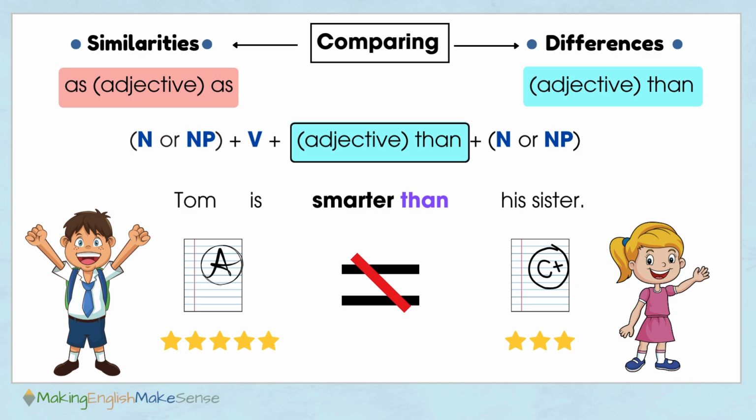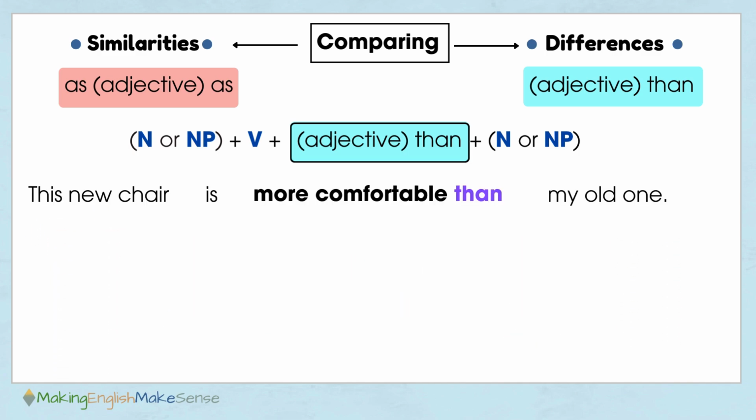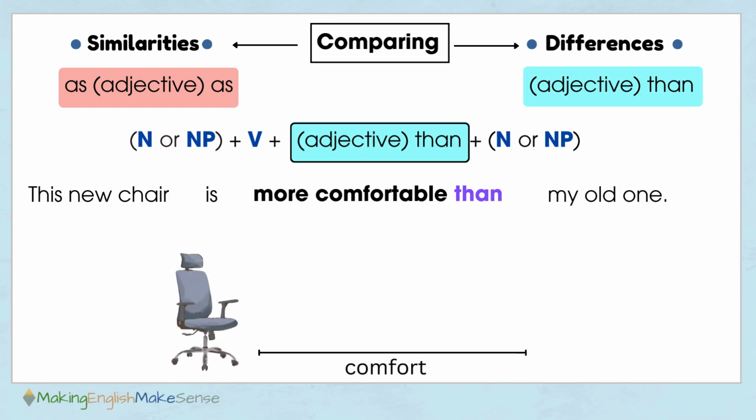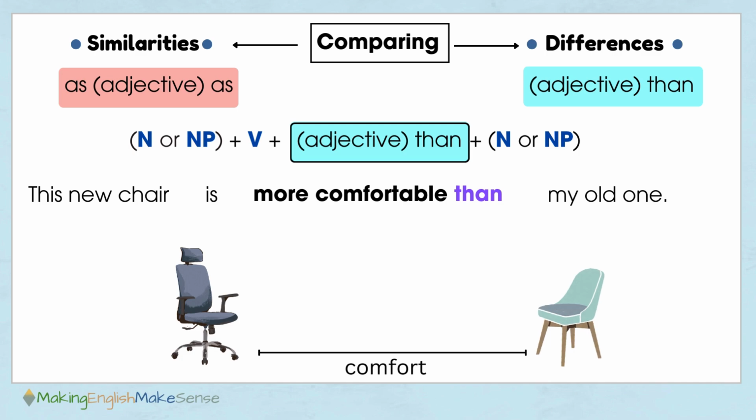Tom is smarter. This new chair is more comfortable than my old one. This sentence expresses a difference in comfort between the new chair and my old one. They are not equally comfortable. The new chair is more comfortable than the old one.